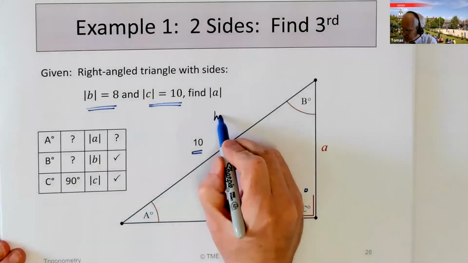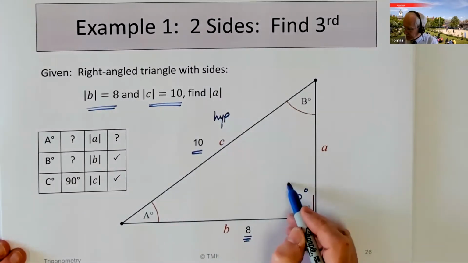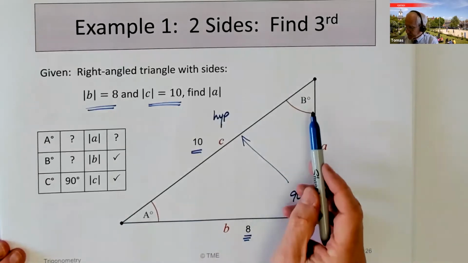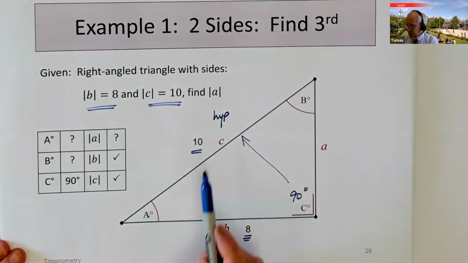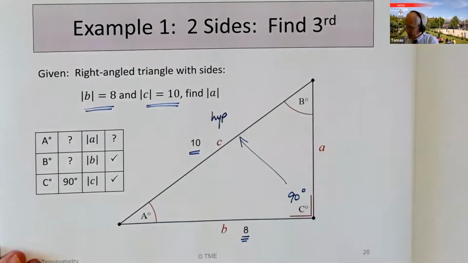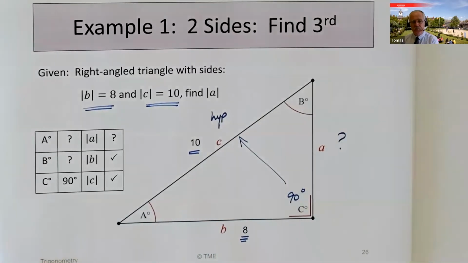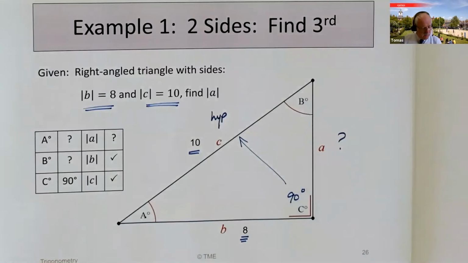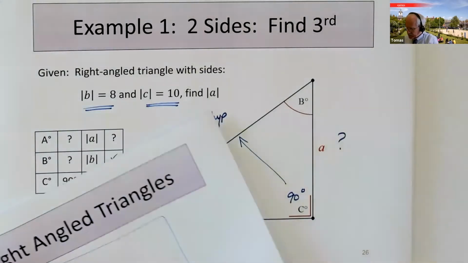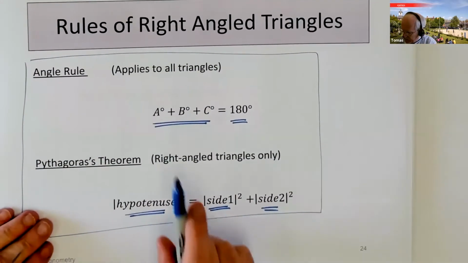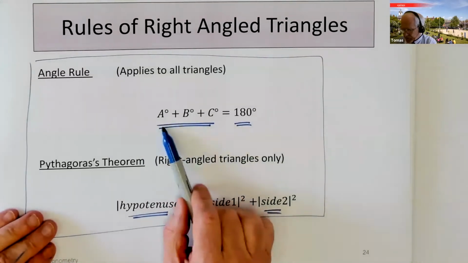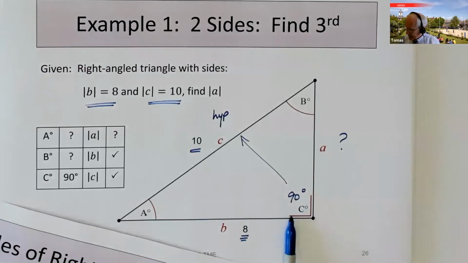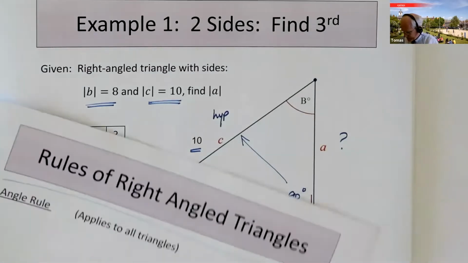This must be the hypotenuse because it's opposite the 90. B is 8. I don't know A and I don't know B, but they want us to find the length A. So this is the one I'm looking for. And how can I find that? Well, I look at my toolbox and I say A plus B plus C. This is useful if I know 2 of the angles and don't know the third. I only know 1 of the angles, so I'm not going to be able to find that too easy.